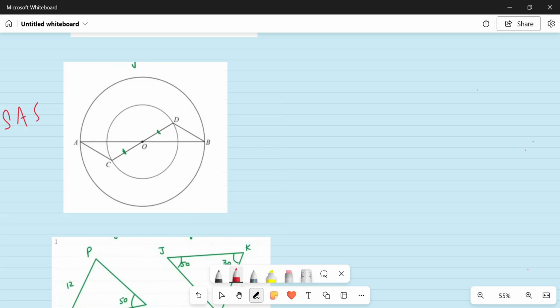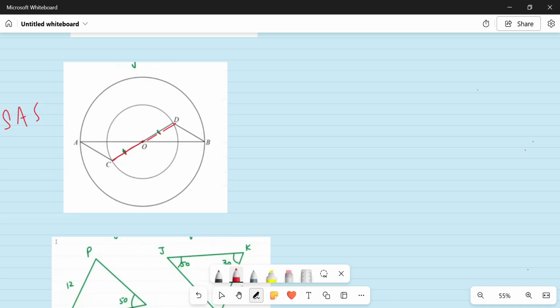How are you going to prove this? First of all, students, you need to write down which sides are equal. OD is equal to OC. Can you see where OD is? Here, this OD is equal to OC. These two lines are present in the small circle. Can you tell me the reason why they are congruent? They are radii of the small circle.